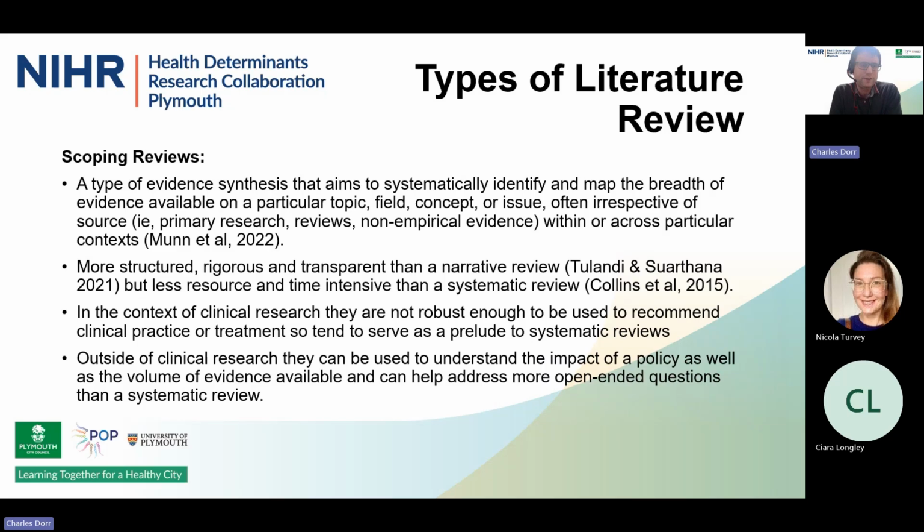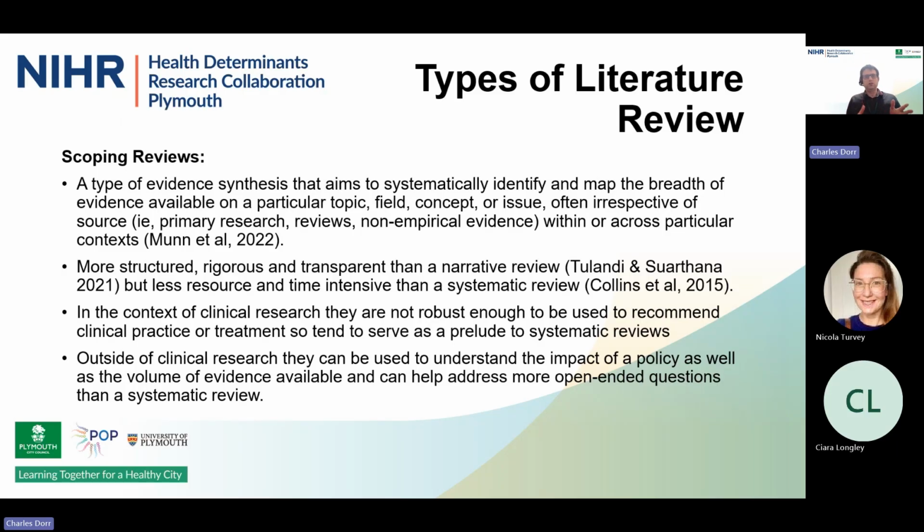So the next one, the one we're going to focus on, is scoping reviews. One way of looking at them is that they fall between systematic and narrative reviews, although somewhat closer in some respects to systematic reviews. They basically aim to systematically identify and map the breadth of evidence in a particular topic. So they're more structured, rigorous and transparent than a narrative review. They include some of the steps that you will have in a systematic review, but they're less resource and time intensive than a systematic review.